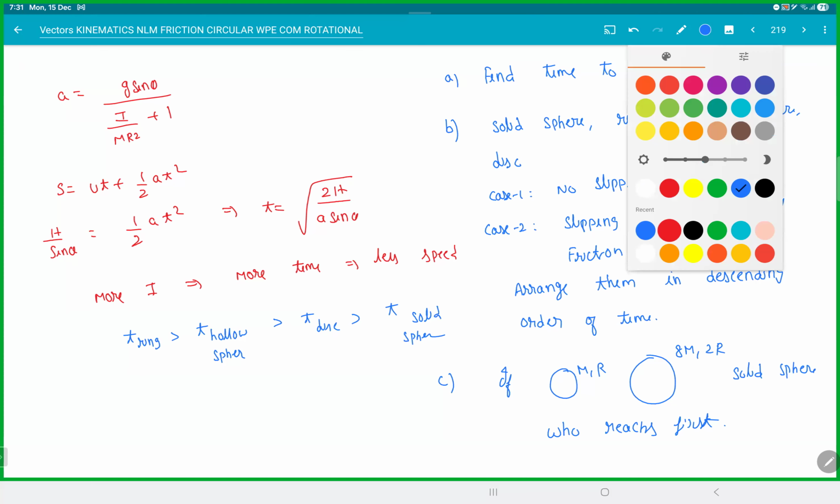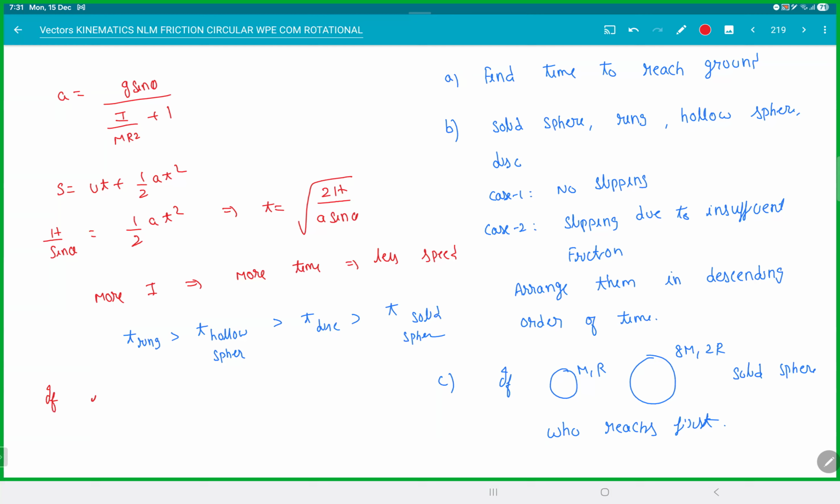If they're slipping, the friction is maximum. Then your acceleration becomes g sine theta minus mu g cos theta, which is the same for all. Independent of the shape of the body, they will all have the same acceleration. Therefore, time is the same. All will reach at the same time.